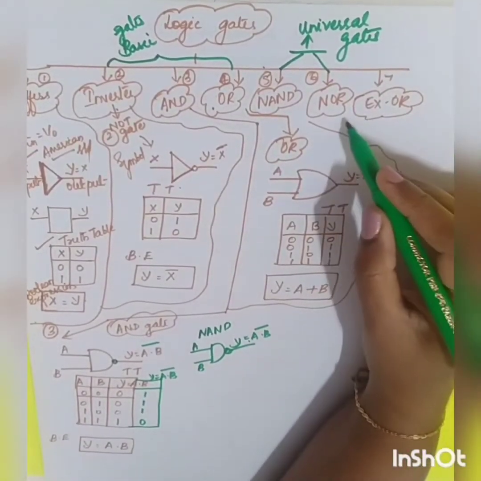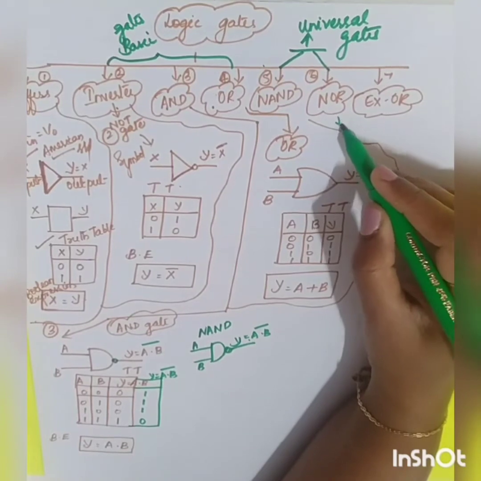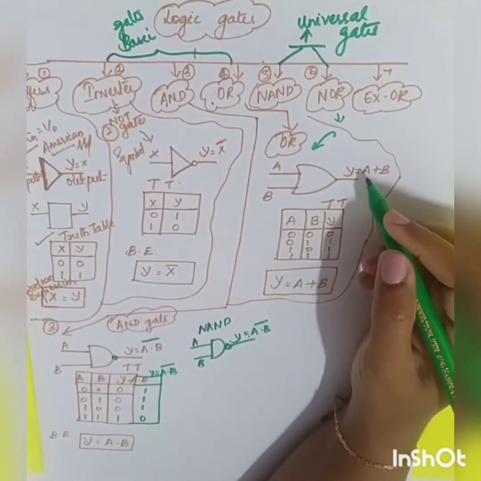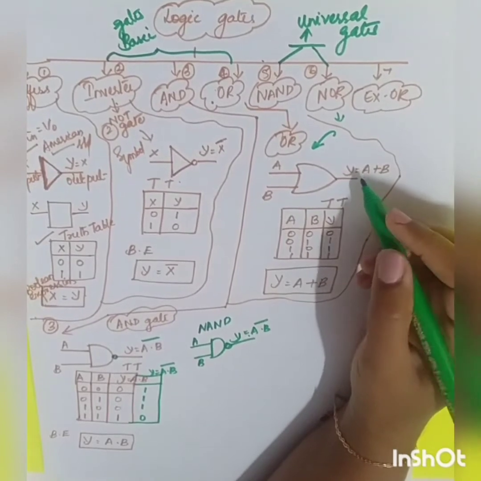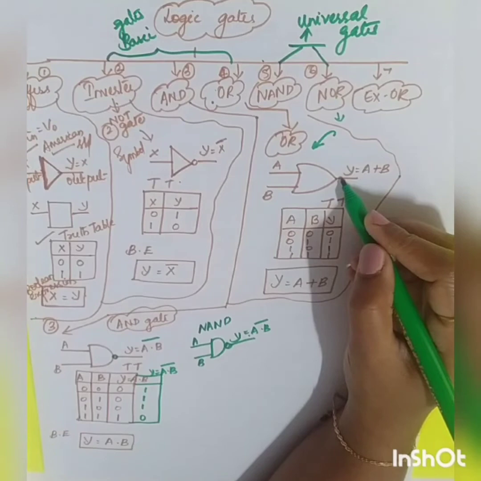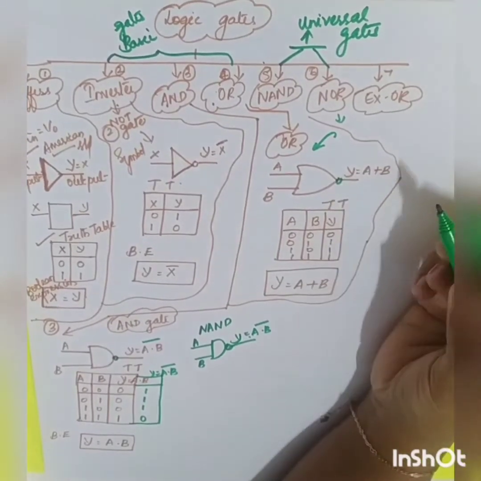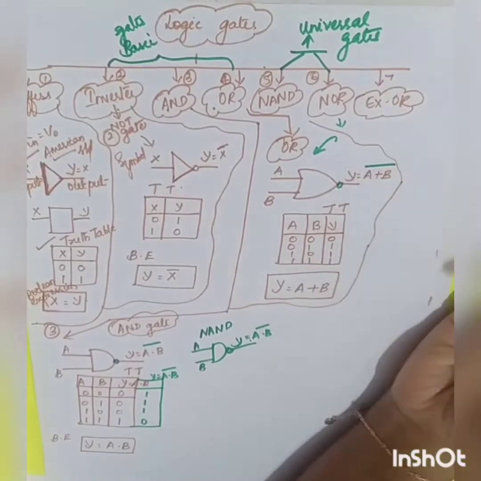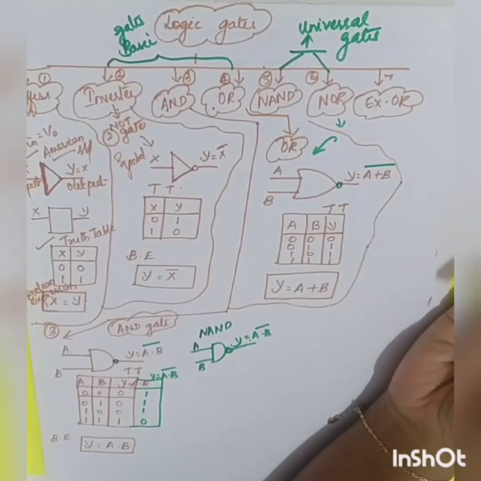Similarly, what will be a NOR gate? Just the inverted form of your OR gate. So if I add a circle towards your output, then it is going to be a NOR gate. Okay, so what will be your output here? Just an inverted form. Y is equal to (A plus B) bar.